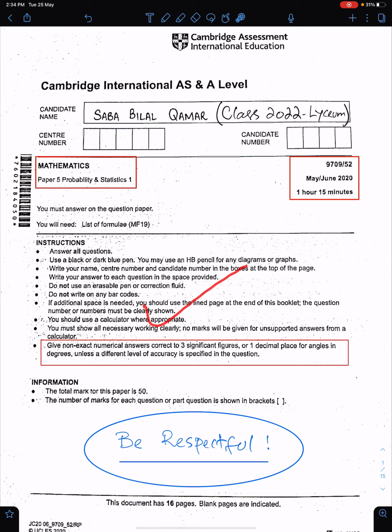All these instructions are very important, especially this last one. Give non-exact numerical answers correct to 3 significant figures. Must follow all these instructions. An important advice, be respectful.